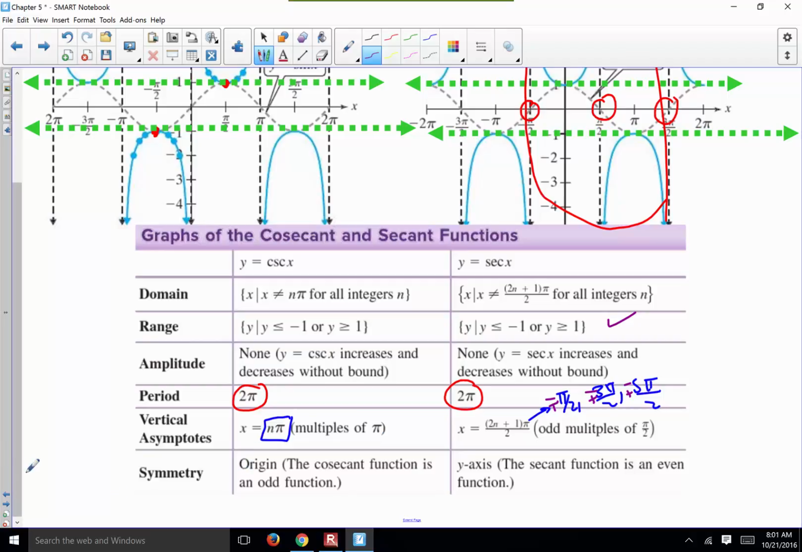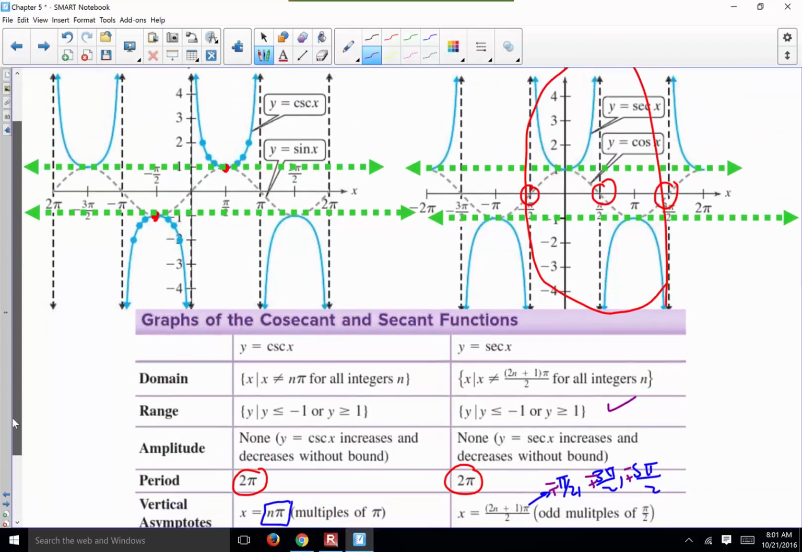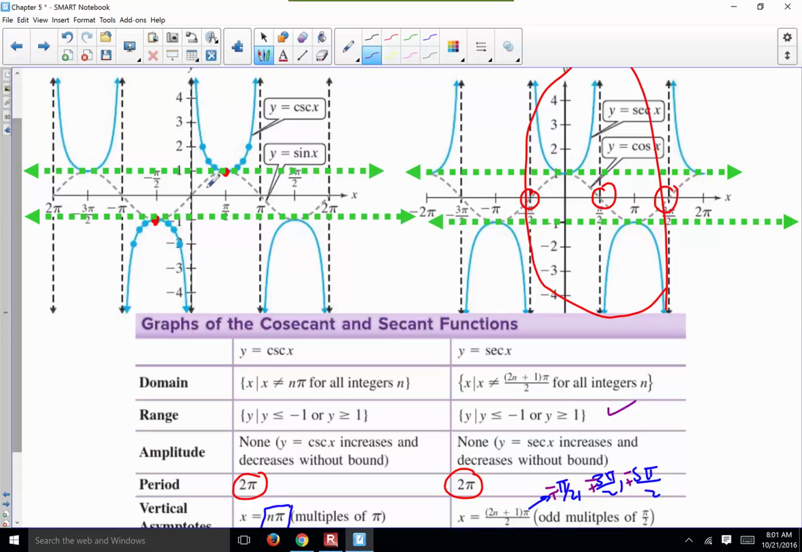I said that already. Did I miss anything? Yeah, symmetry I didn't mention. Cosecant has symmetry with respect to the origin. Look, if you take a value here, reflect it against the origin, you hit another value. Take this number, reflect with respect to the origin, you have this. Take this number, meet the origin and go the same distance, you have this. So cosecant is symmetric with respect to the origin. However, secant is symmetric with respect to only the y-axis. It has y-axis symmetry.